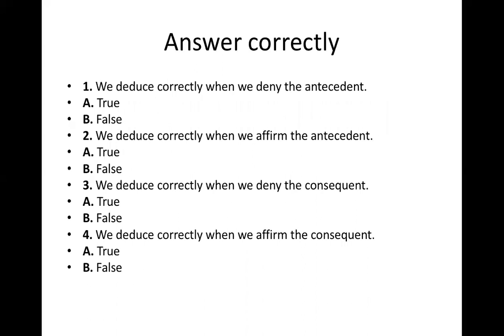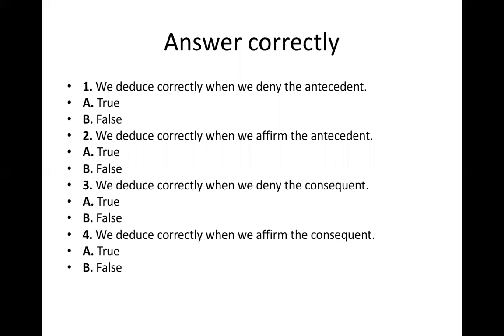Okay, let's go ahead. Now, answer correctly. We deduce correctly when we deny the antecedent. True or false? False. That's correct. Number 2, we deduce correctly when we affirm the antecedent. True or false? True. Okay, that's correct.